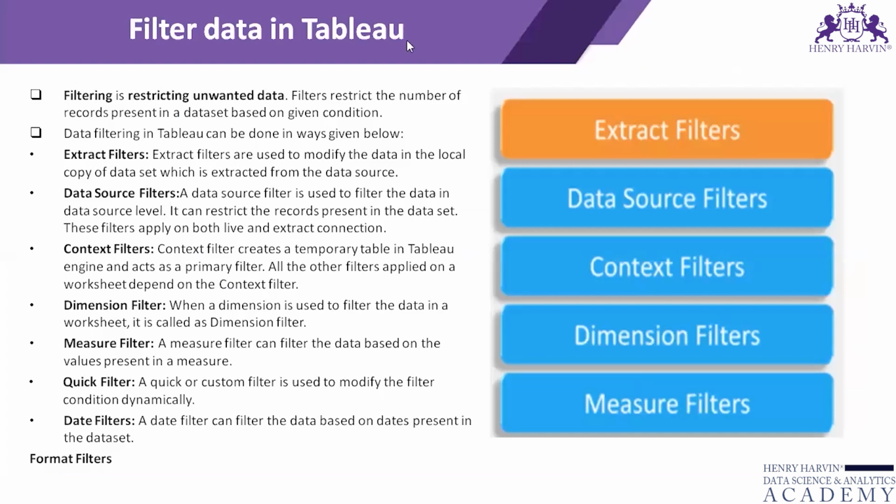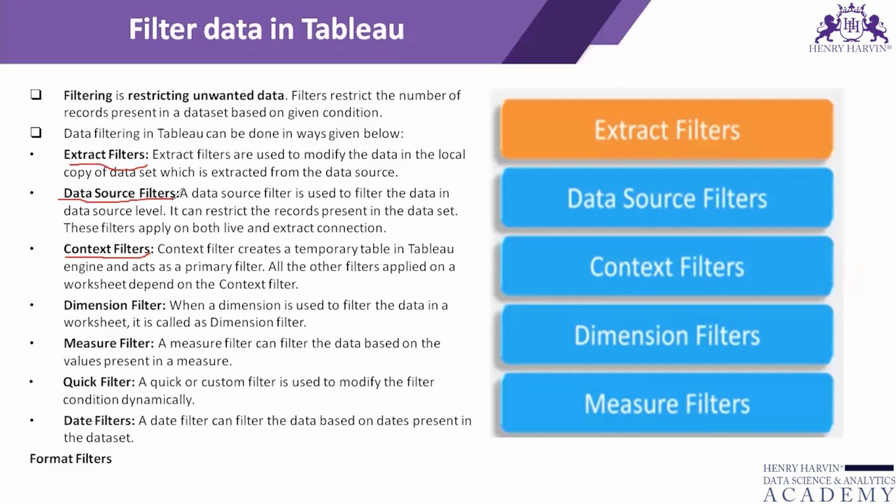Our next filter is the context filter. In the case of the extract filter and data source filter, what we do is at the data source level only, the place where we have imported the data, at that level only, we reduce the number of records so that the user can use only the records which you want them to use.